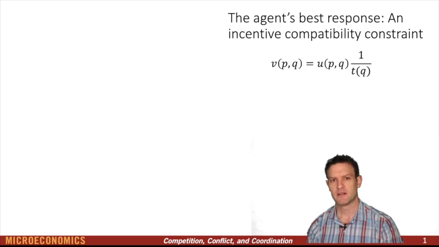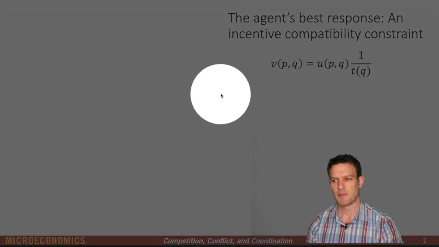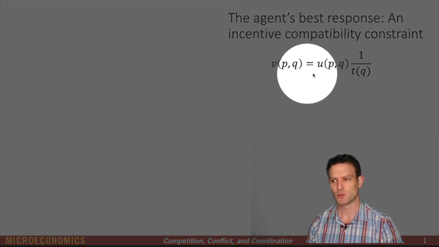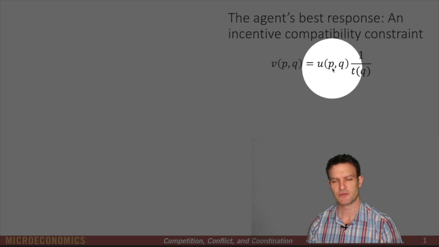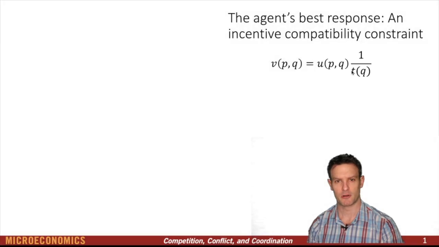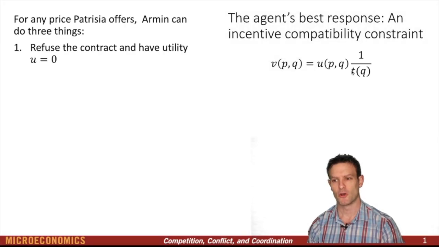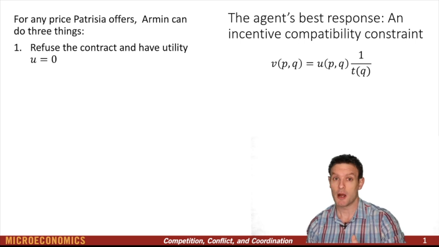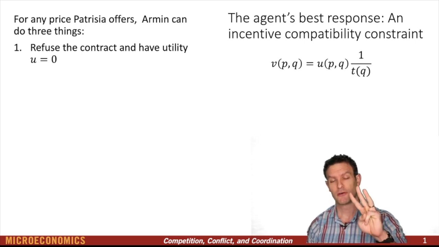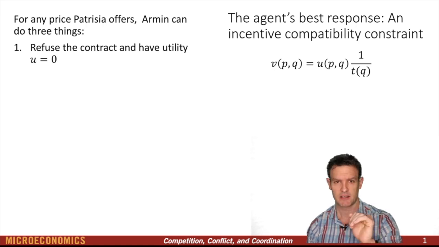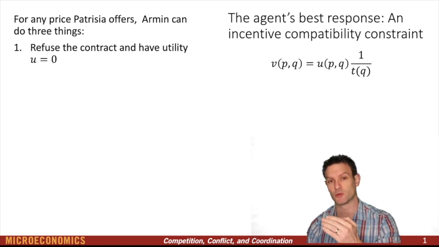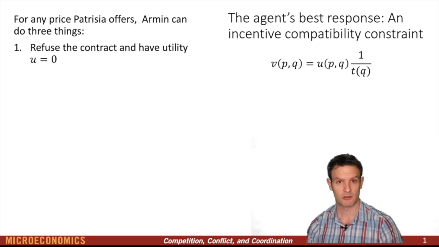So, as a reminder, there we have the agent's value function, V(P,Q), and that's equal to their per period utility, U as a function of price and quality, multiplied by the lifetime of the contract, which is 1 divided by the termination probability. So, for any price that Patricia, the principal, offers Armin the agent, Armin can do one of 3 things. Firstly, he can refuse the contract entirely. If he does that, his utility will be equal to his fallback utility, which we have assumed is 0. So in that case, his utility would be 0.